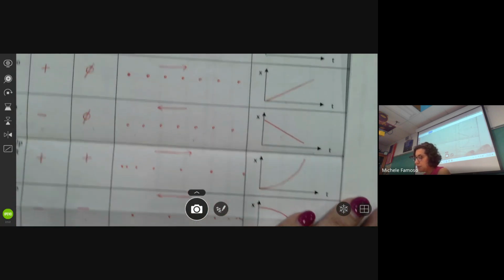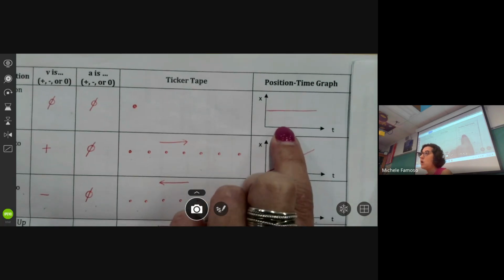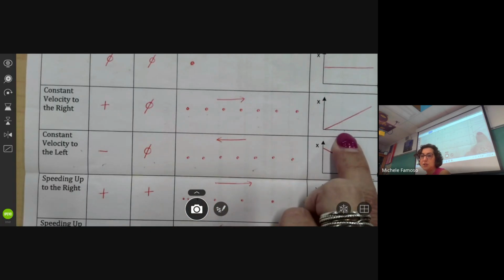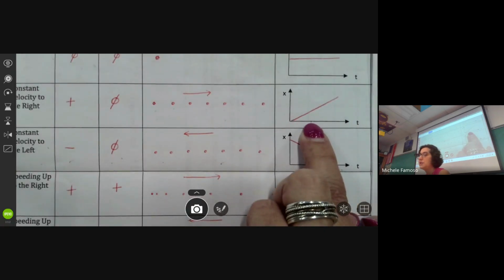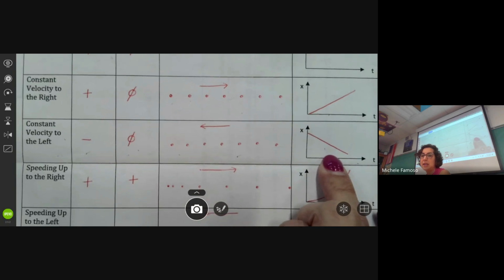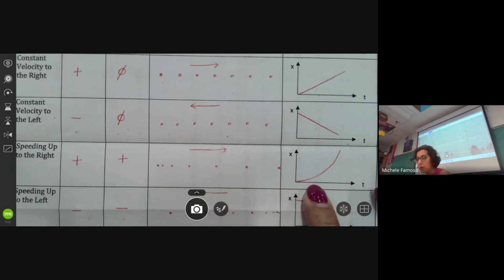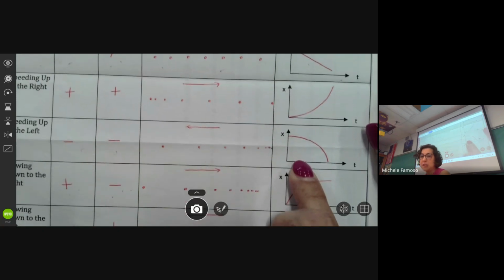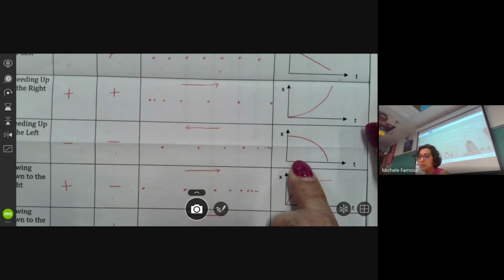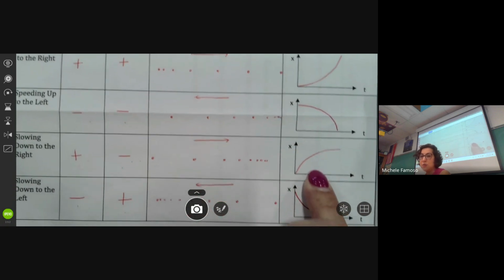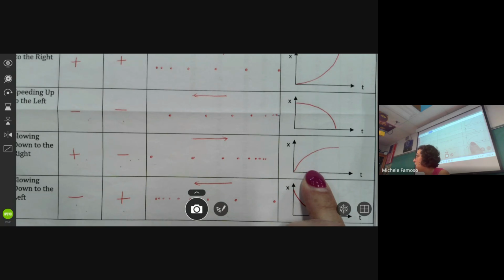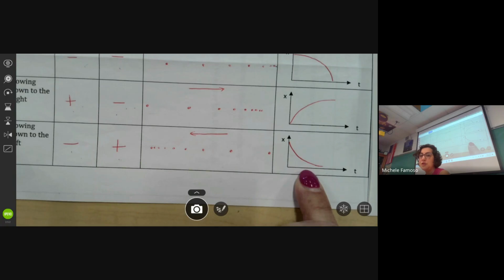All right, let's talk about the position time graphs. If you're not moving, you expect to see that horizontal line somewhere. Doesn't matter where, any horizontal line. If you have a constant velocity to the right, this graph needs a diagonal line with a positive slope. If you have a constant velocity to the left, your position time graph is a diagonal line with a negative slope. If you're speeding up as you go to the right, you're going to see a parabola that gets steeper and goes up. If you are speeding up to the left, you want a parabola that gets steeper but goes down. If you are slowing down to the right, you need a parabola that goes up but levels off. If you are slowing down to the left, you need a parabola that goes down and levels off.